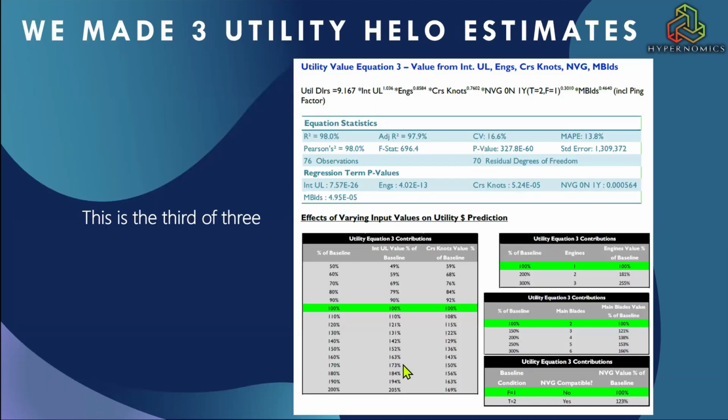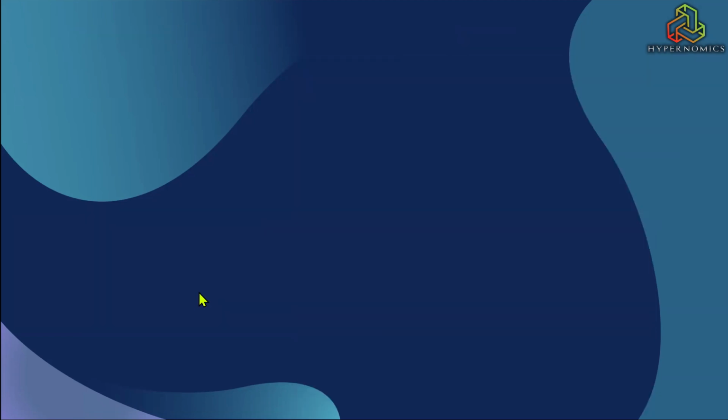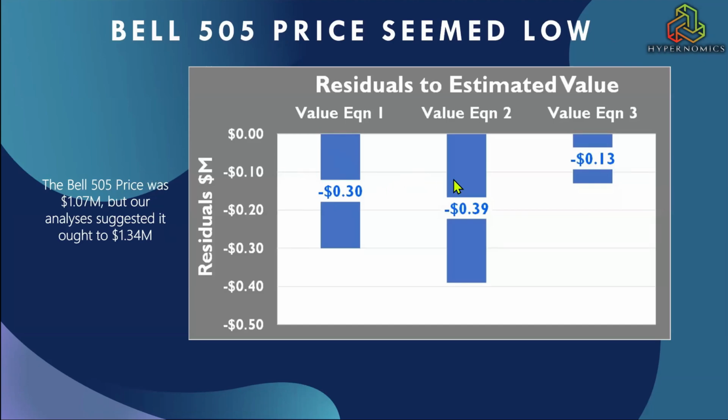And so what we did was we made 3 utility helicopter estimates. Here's an equation that we came up with that said that dollars is a function of all these variables here. You see it had some very stellar statistics. This is comparing a baseline in green to what the changes might be in these other elements for each one of the independent variables. And when you take these 3 equations, each one said that the price seemed to be low: one by this amount, another by this amount, another by this amount. So our analysis suggested it should be 1.34 million.